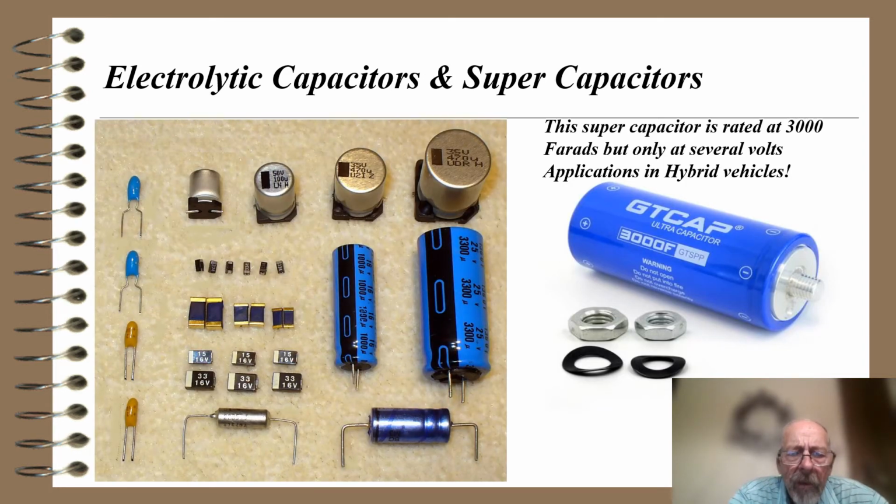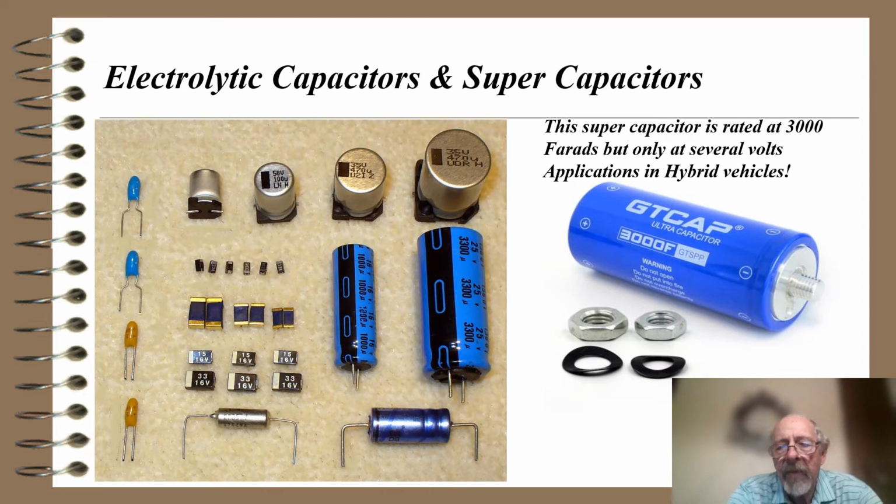So here are some pictures, a bunch of electrolytic capacitors and supercapacitors. The electrolytics are on the left-hand side, and you can see there's various ways they get mounted. Then there's also surface mount electrolytics shown there. On the right-hand side is a GT cap ultra capacitor. It says it's 3,000 farads. The only trouble with this thing is that it only works at several volts.